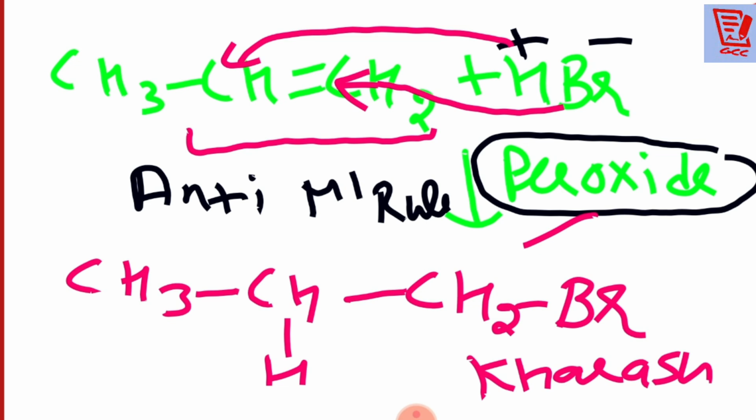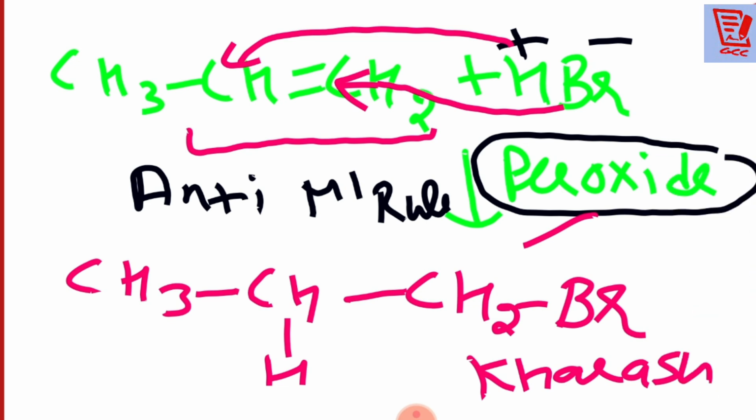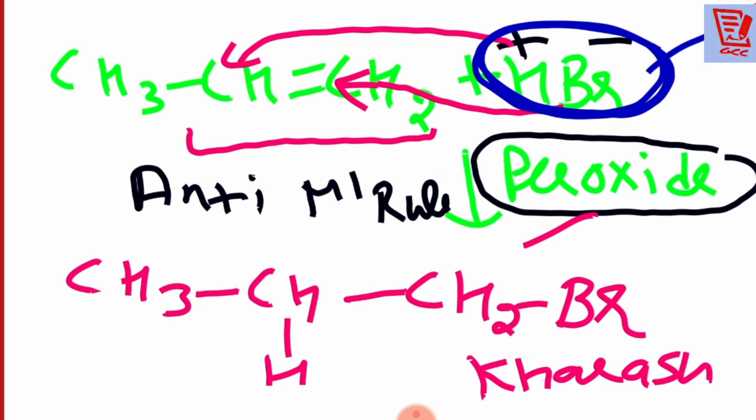Kharasch effect. And students, one thing more, remember that we already did in the class 11 that it is compulsory to use HBr in the anti-Markovnikov rule. If you are not using HBr, then this rule will automatically become the Markovnikov rule. So it's compulsory to use HBr for the anti-Markovnikov rule. You can't give this reaction with HCl or HF. Okay students, understood all of you?